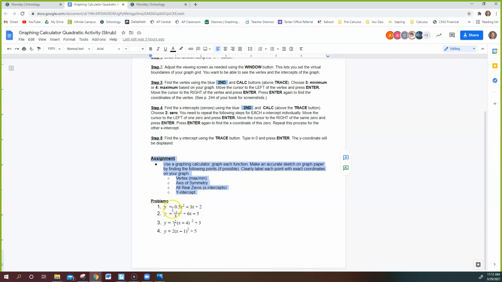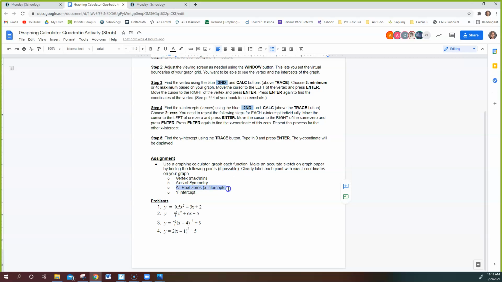It is these 4 problems down here, and your goal is to graph using your calculator, but then draw an accurate sketch on graph paper with the following points. You want to label the vertex, which is your max or min, your axis of symmetry, all zeros or x-intercepts, and the y-intercept, if possible.